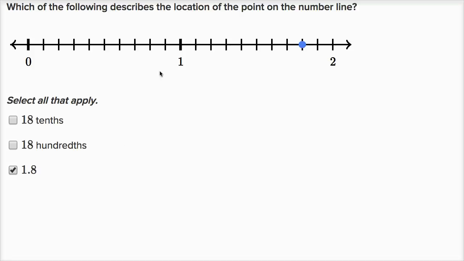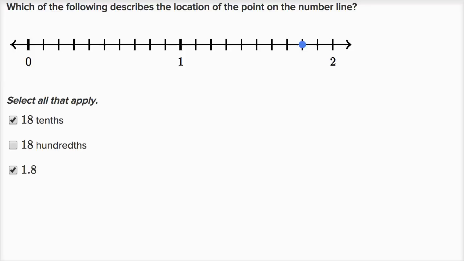One way we could think about this is let's just count the tenths. Each of these hash marks is a tenth. So 0, 1, 2, 3, 4, 5, 6, 7, 8, 9, 10. It makes sense. A whole is 10 tenths. But let's keep going. We were at 10 tenths, 11 tenths, 12 tenths, 13 tenths, 14 tenths, 15 tenths, 16 tenths, 17 tenths, 18 tenths. So this one also applies. 18 hundredths would be between 10 hundredths and 20 hundredths, which would be the same thing as between 1/10 and 2/10. So 18 hundredths is going to be someplace around here. So I definitely will not select that one.